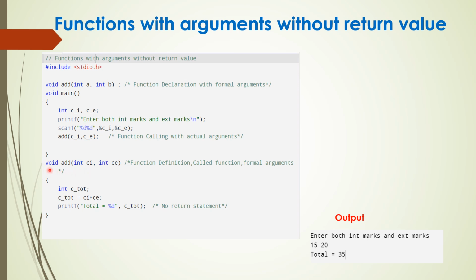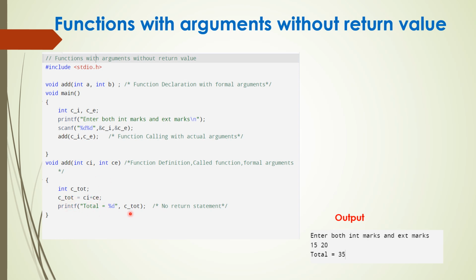Now again here, instead of putting it as int, I write it as void. Why? Because I'm not going to return the value. So it is void add. I'm putting the formal arguments here: int ci comma int ce, which are the parameters that I'm going to use here. Now inside the function add, I am writing int c_total. C_total is nothing but adding these two values.